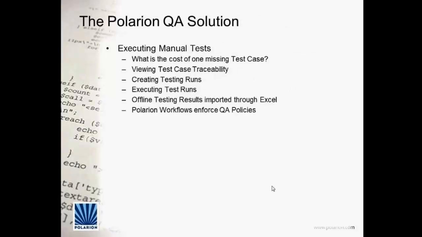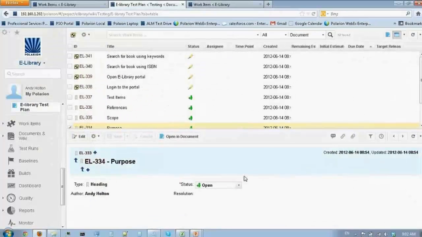So the next step is executing the manual test cases. Being able to track all the test cases that need to be run, make sure that all of the requirements that are being implemented are being verified as well, and then being able to actually execute these test runs, not only within Polarion itself, but also offline through Excel, and being able to re-import all this information back to Polarion. So the first step within this process is to make sure that all of the work items, or all the requirements, have verifying test cases before we run a test run.